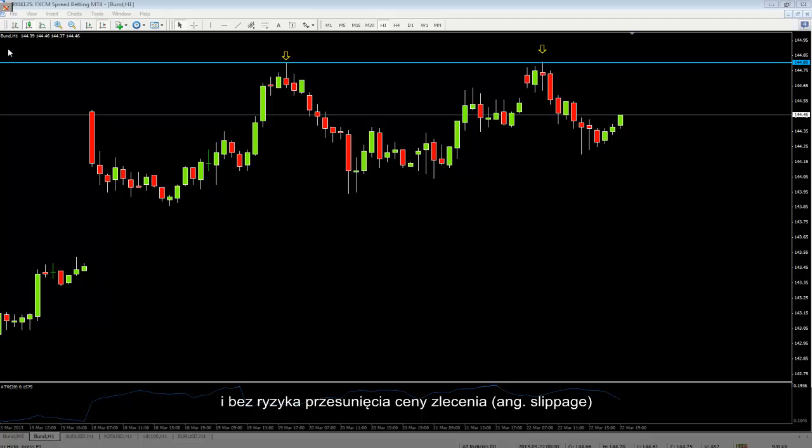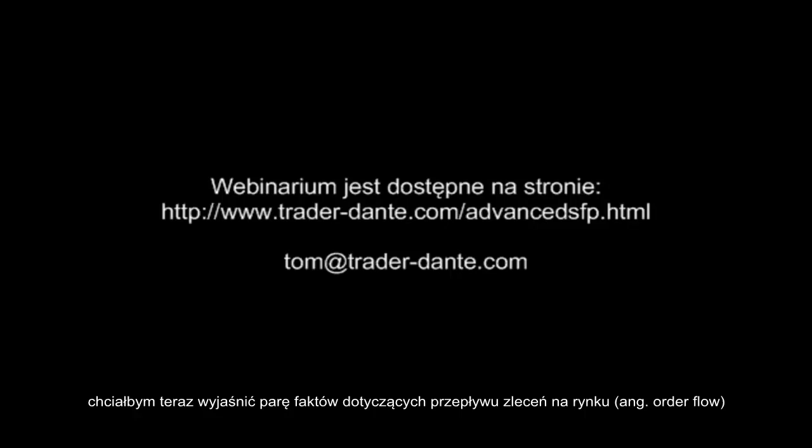Now, I just wanted to explain a little bit about order flow, just for those that want to put a little bit of weight behind this.